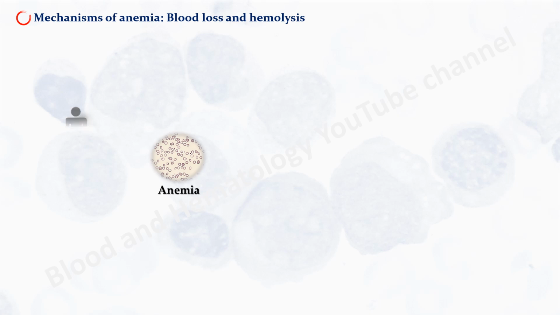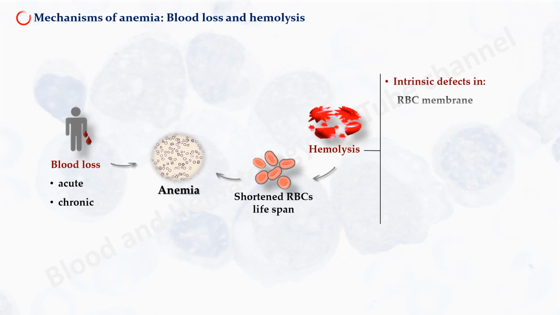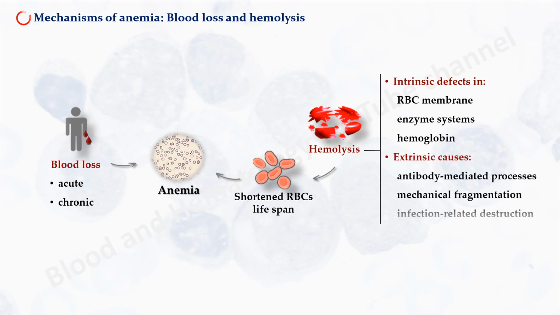Anemia can also develop as a result of acute or chronic blood loss. Increased hemolysis results in a shortened erythrocyte lifespan, thus increasing the risk for anemia. Numerous causes of hemolysis exist, including intrinsic defects in the erythrocyte membrane, enzyme systems, or hemoglobin, or extrinsic causes such as antibody-mediated processes, mechanical fragmentation, or infection-related destruction.